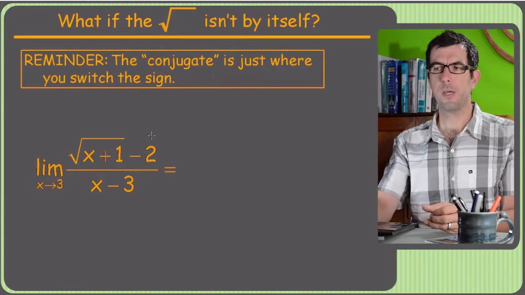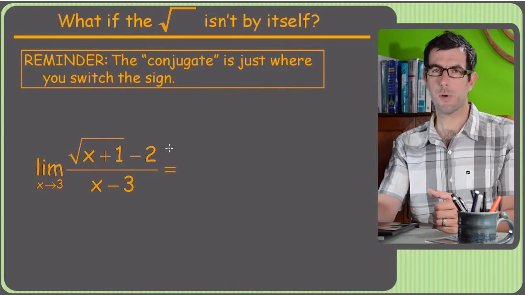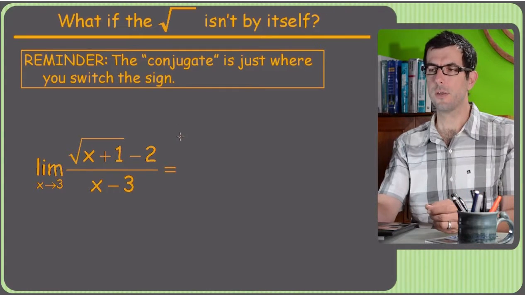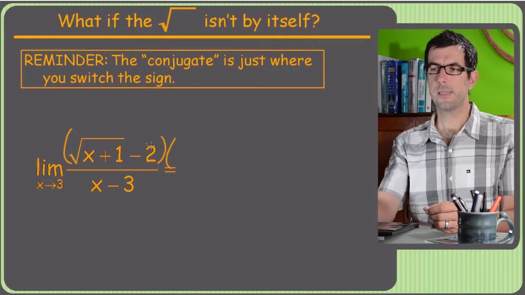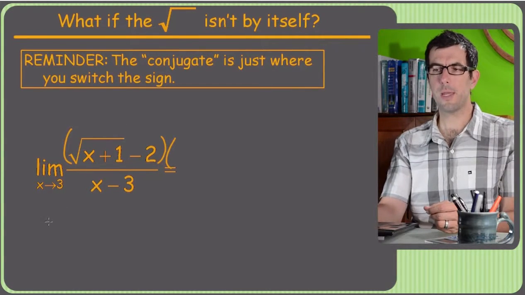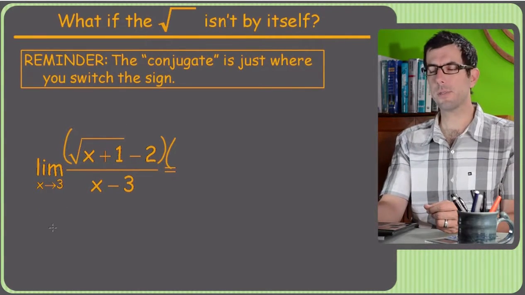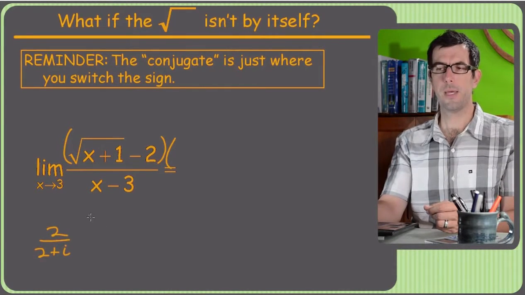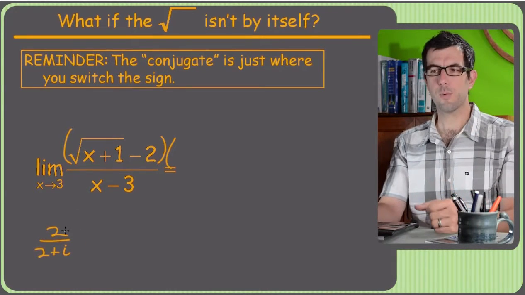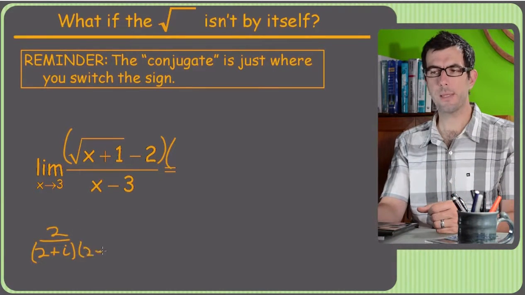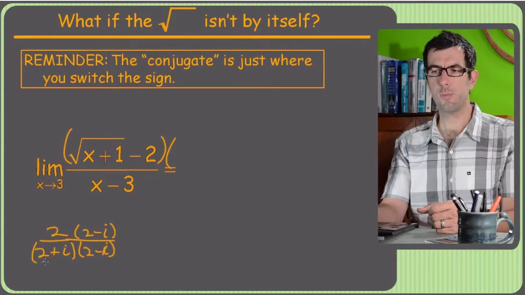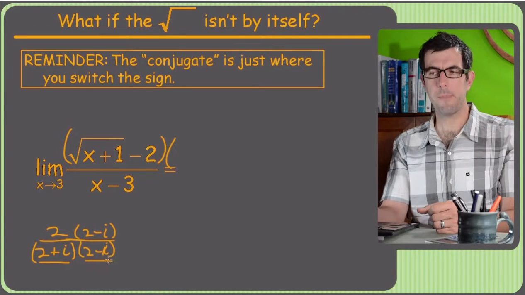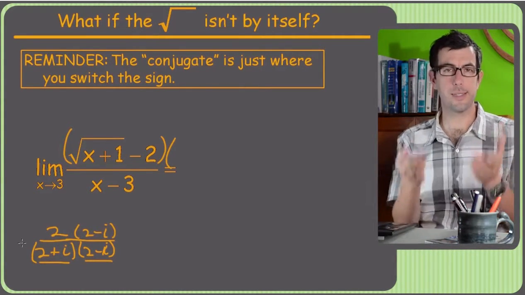It's got that minus 2. So we can't just multiply top and bottom by square root of x plus 1. That wouldn't help us. What we're going to do is multiply by what's called the conjugate. So we're going to take these same two numbers, and I'll just remind you, this came up in complex numbers. So if you had like, I don't know, 2 over 2 plus i, and you're supposed to rationalize this, what you would do is multiply by 2 minus i. And that was called the conjugate, where we just took the 2 plus i and made it 2 minus i. 2 minus i and 2 plus i are conjugates of each other.